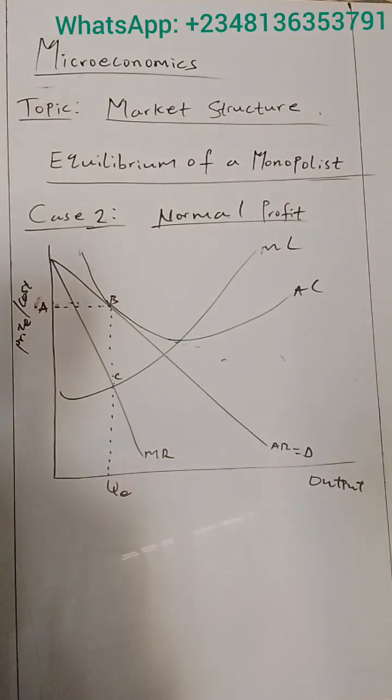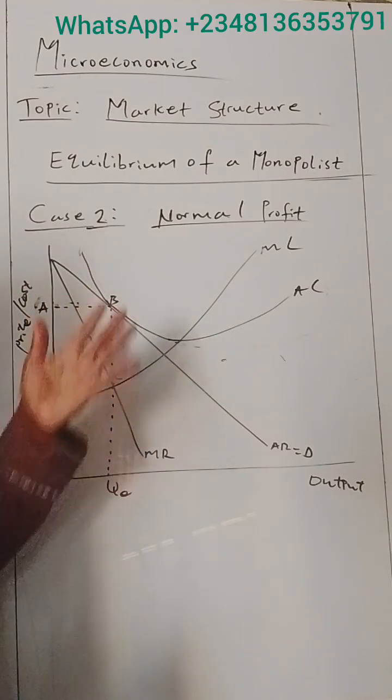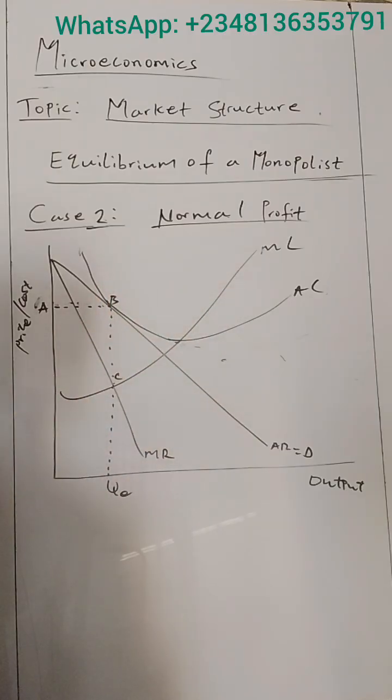In this class, we are going to continue our discussion on equilibrium of a monopolist, but we'll be looking at case two. That's the case of normal profits of a monopolist. That is when a monopolist earns normal profit. What do we mean by normal profit? When the profit of a monopoly is zero.